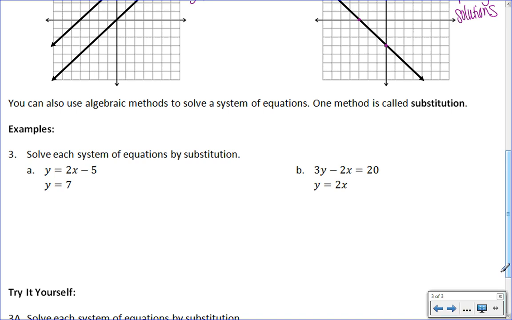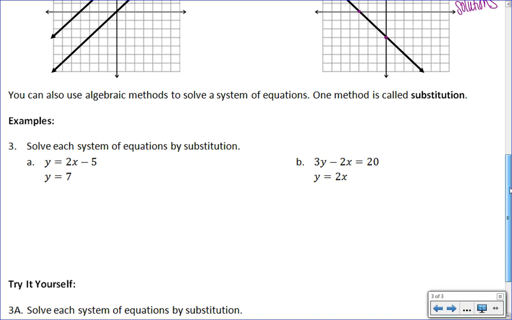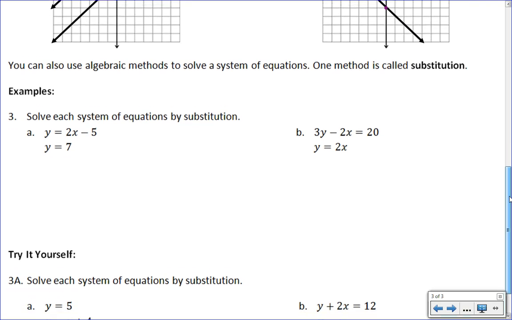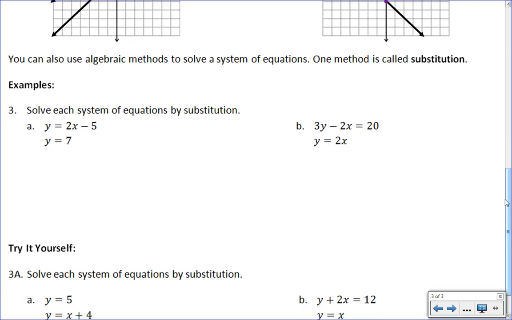So we do need some sort of an algebraic method to solve a system, and that's where this method, substitution, comes in. It's exactly what it sounds like. We are substituting something from one equation into the other equation. And some of these substitution ones will be very straightforward and very simple, and others will be a little more tricky, but the ones that we'll see at this level are still pretty basic.